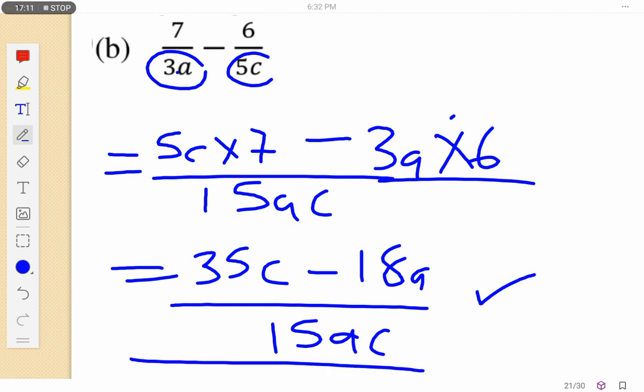We cannot simplify. Okay, guys, that was our test. It was out of 45. I hope you all got it correct.